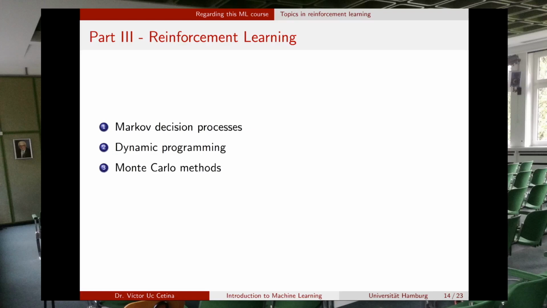Then we will move into Monte Carlo methods. That is a family of methods that is relatively different to the dynamic programming methods, but they are also used for solving MDPs. And finally, we will talk about temporal difference learning methods, methods like Q-learning or SARSA.